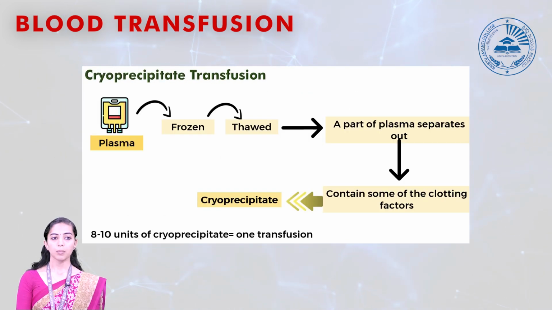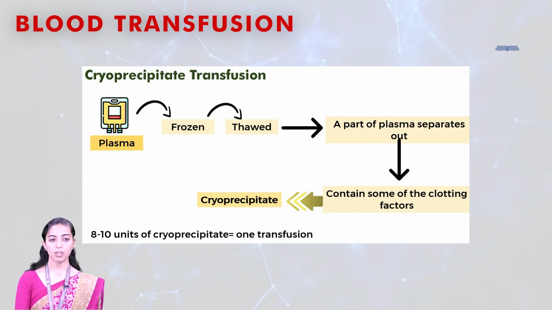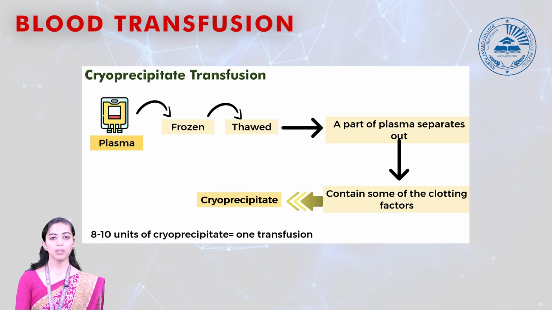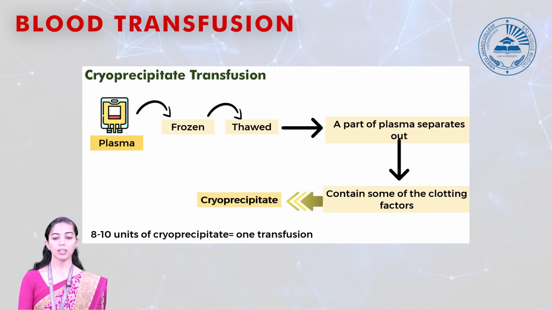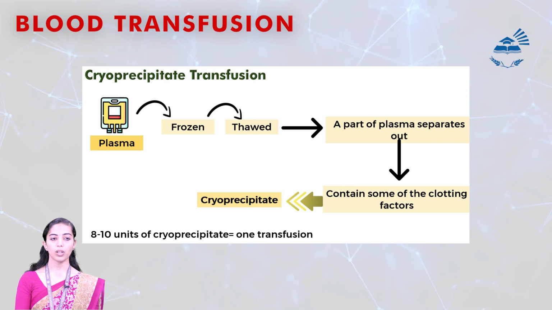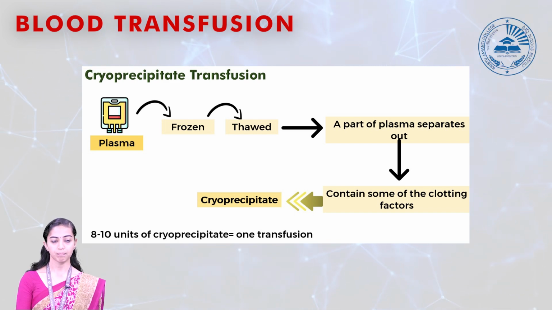The last one is cryoprecipitate transfusion, where you take the plasma, keep it in a frozen condition, and thaw it afterwards. You see that a part of the plasma separates out, and it contains some of the clotting factors which are responsible for blood coagulation. You take this out, and this is called the cryoprecipitate. 8 to 10 units of cryoprecipitate are needed for one transfusion.